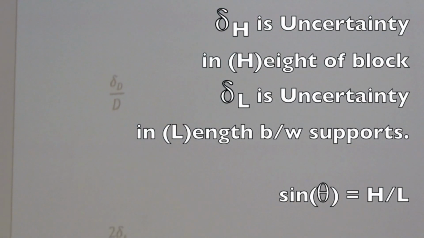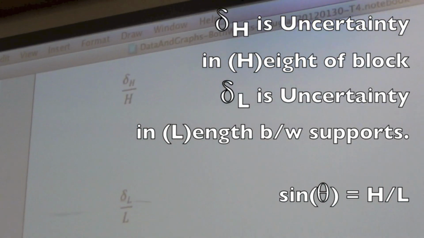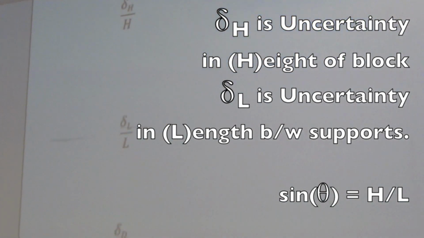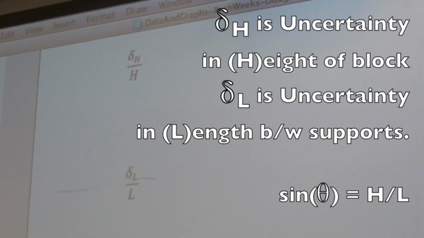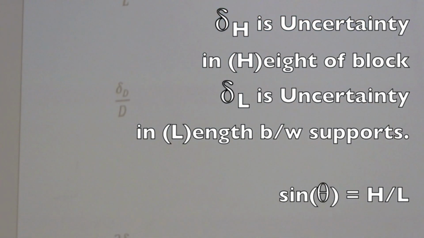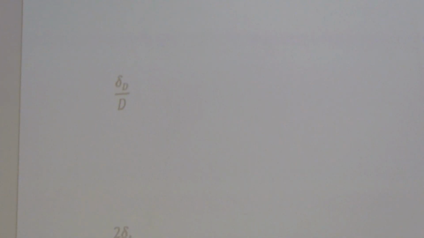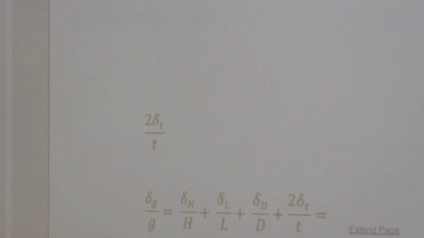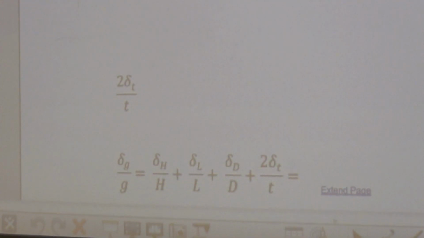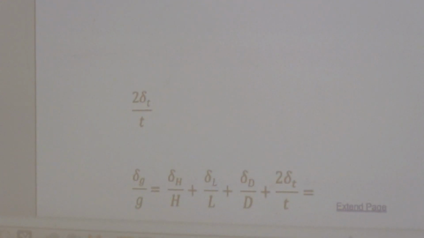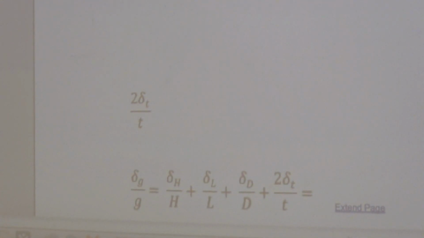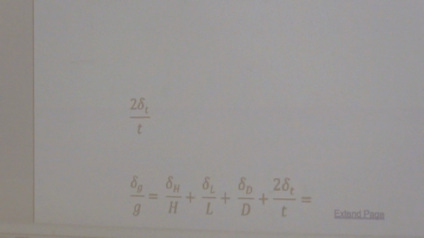At the end of the analysis, you're going to have to figure out the uncertainty in each of these variables. H would be the height of the block. L would be the separation between the supports. These two things together create sine theta. We need to have the uncertainty in displacement and the uncertainty in time. All those are going to be dealt with as relative uncertainties to find out what is the uncertainty in our final value for g, the acceleration due to gravity.